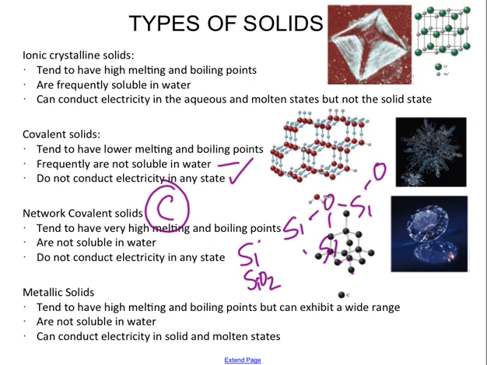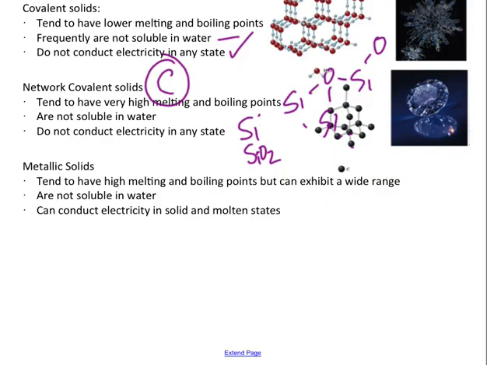And they have super high melting points. They're not soluble in water. And they do not conduct electricity because they're covalent. There's no ions. Okay? So those are a very special category. And then the last one on this list, metallic solids.